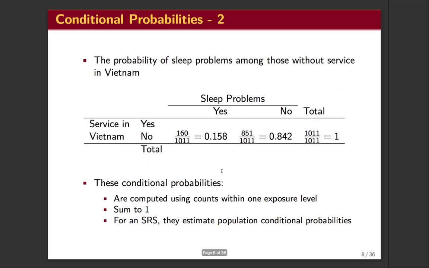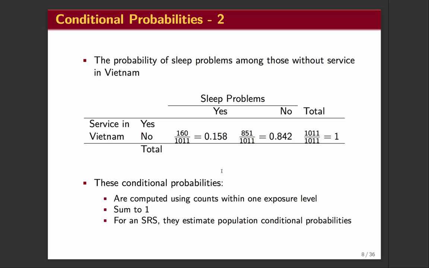So this is just repeating the same approach for those who did not serve in Vietnam. So let's think about this. We have 22.4%, and in this case we have 15.8%. This is the proportion of those who have sleep problems who served in Vietnam. This is the proportion for those who did not serve in Vietnam. Our question is, we clearly see that in this sample alone, there's a difference. We can even identify exactly what that difference is. The question is, is that difference big enough for us to actually say that sleep problems are dependent on service in Vietnam?